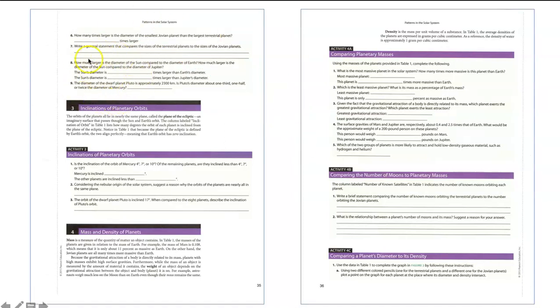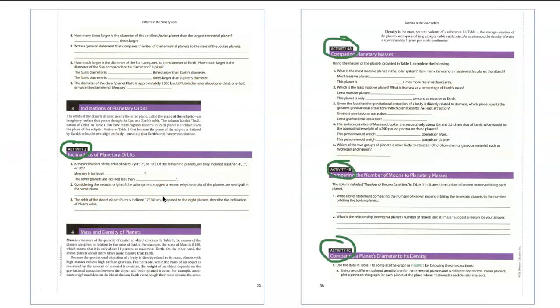The rest of these questions have to do with similar things of looking at sizes. Number 8, you're going to take the sun's diameter and divide it by the Earth's diameter or Jupiter's diameter. Activity 3 asks you about the inclinations of the orbits. And so what I showed you before with the notebook, that's what these questions are about. And you're going to look in that column for those answers.